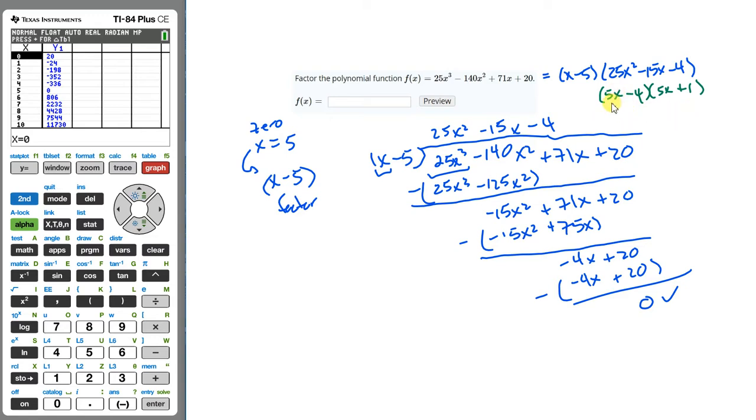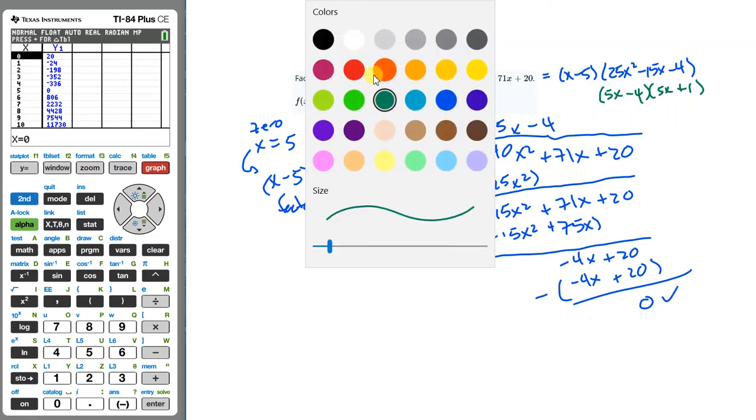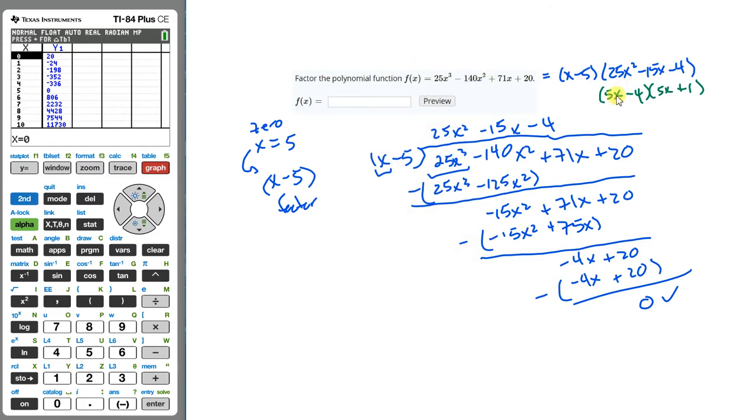So I'm going to check this with FOIL. You ready? Let's FOIL it and make sure. Okay, so we're going to have 5 times 5, 25x squared. That's the F of FOIL. Plus 5x minus 20x. Sorry, minus 20x. That's the I of FOIL. And then last times last is minus 4. Right, that's the L.